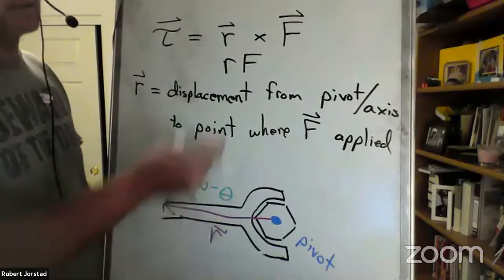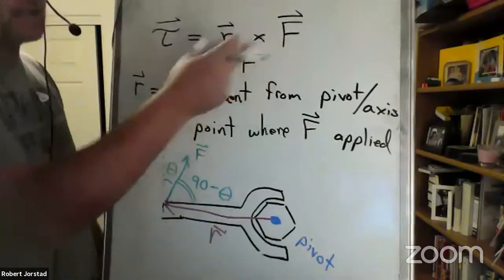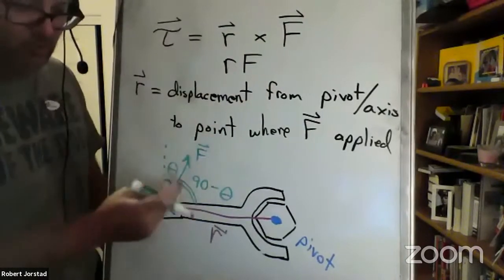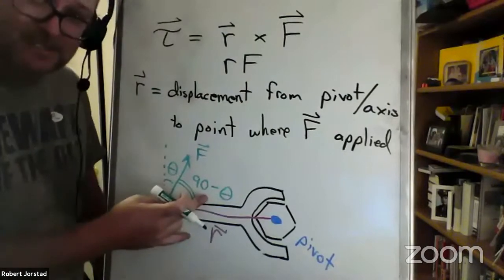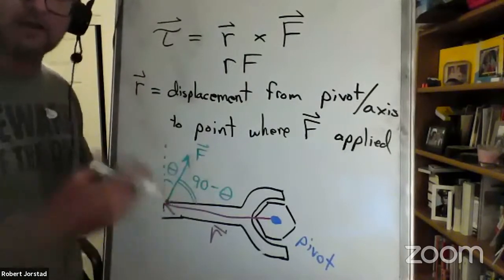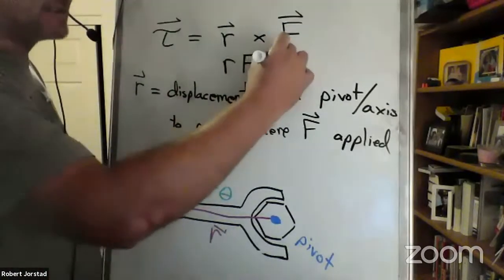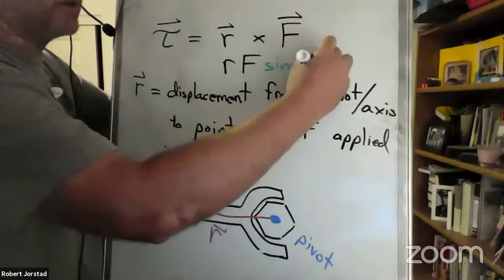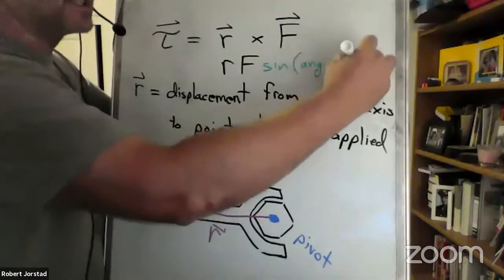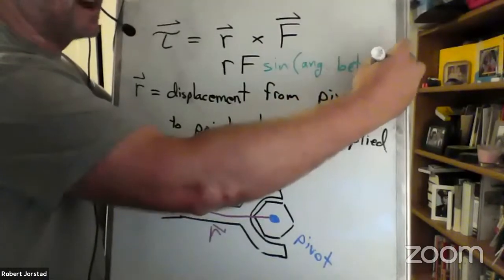You have to worry about cross products inside the force. You have to worry about the pivot point. And you need to worry about, do I need to use theta or 90 minus theta, depending on the way things are drawn in your diagram. Did that make sense? So in this case, it's sine of, I'm going to call it the angle between. That way, sometimes it's theta, sometimes it's 90 minus. You know what I'm saying?